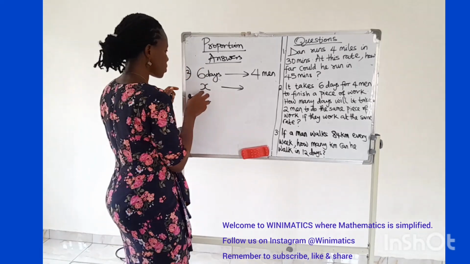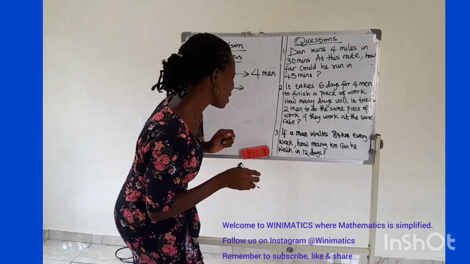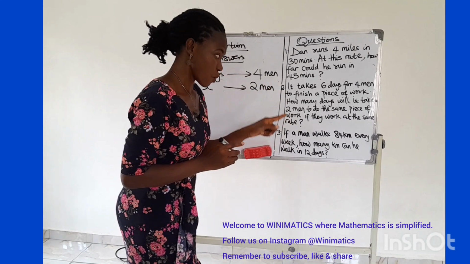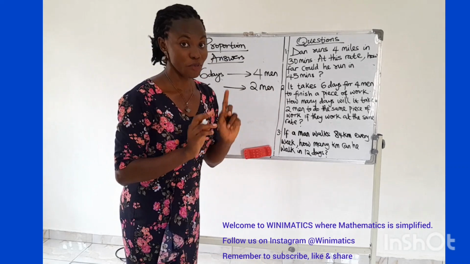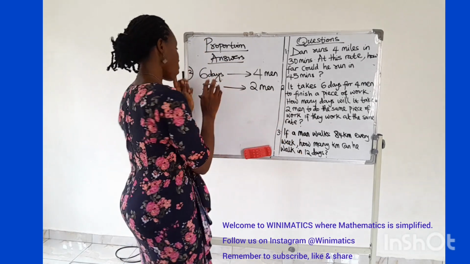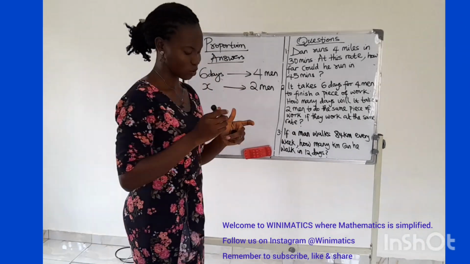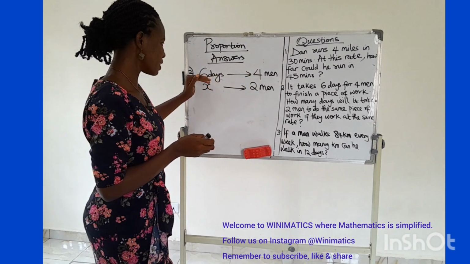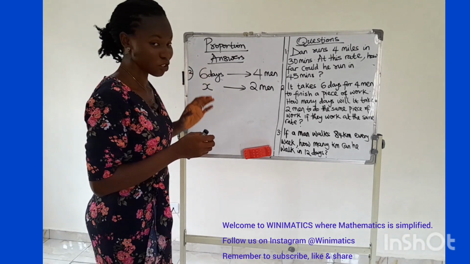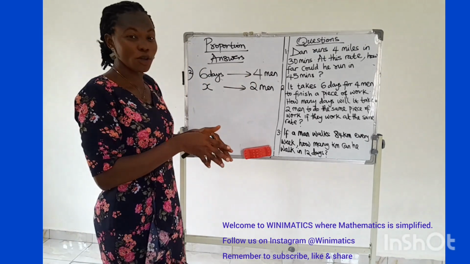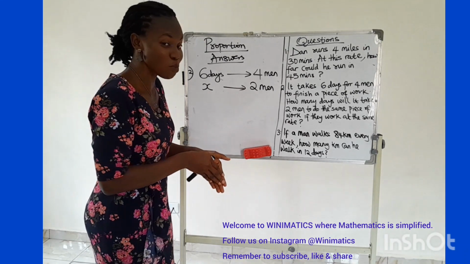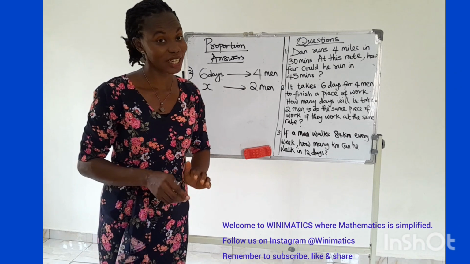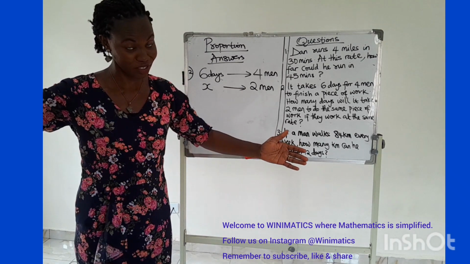We don't know it. So how many days will it take 2 men to do the same piece of work if they work at the same rate? If everything is equal, how many days will it take 2 men to do this work? So let's do a little reasoning here. If 4 men take 6 days to finish, and you reduce the number of men to 2, what will happen to the number of days they will use to work? You see that the number of days they will use to work will increase, right?